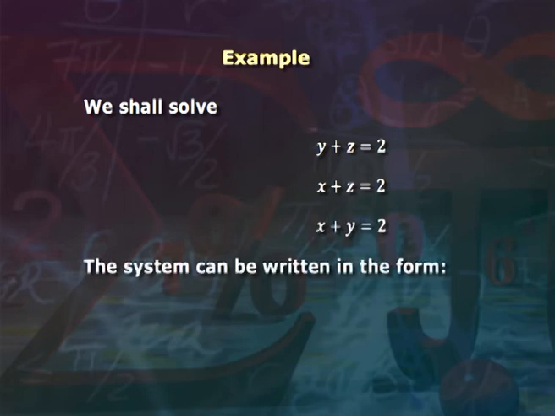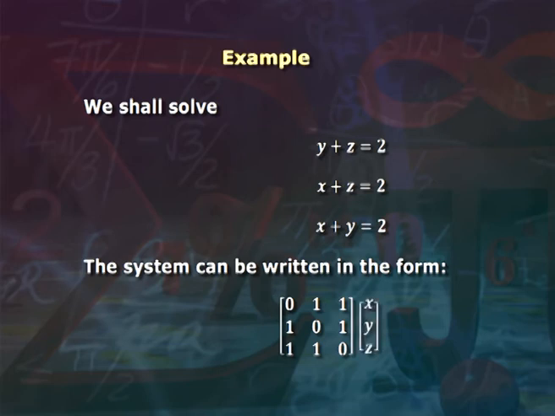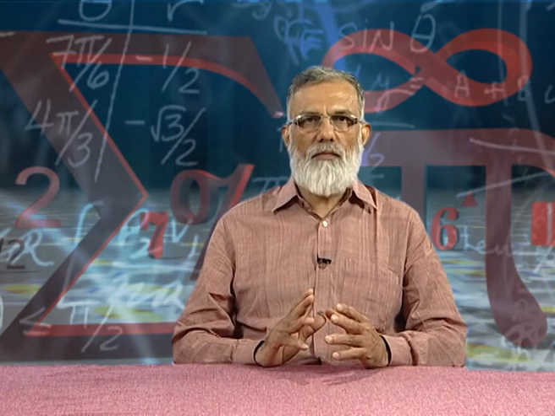The system can be written in the form of the matrix 0, 1, 1, 1, 0, 1, 1, 1, 0 multiplied by the column vector x, y, z equal to 2, 2, 2. Here one can check that determinant of A is equal to 2. Hence, the matrix is non-singular and therefore invertible.